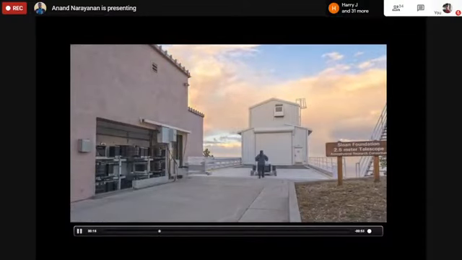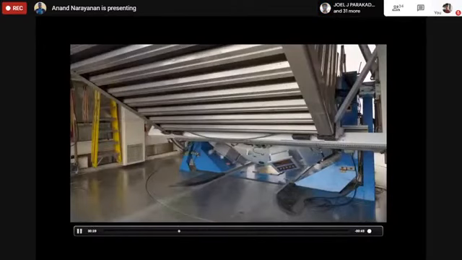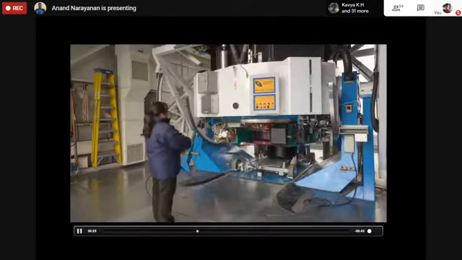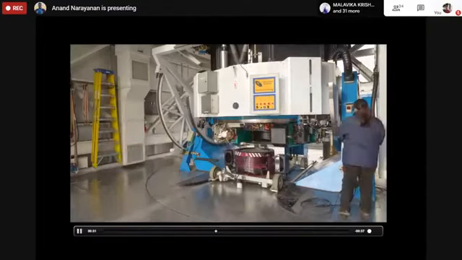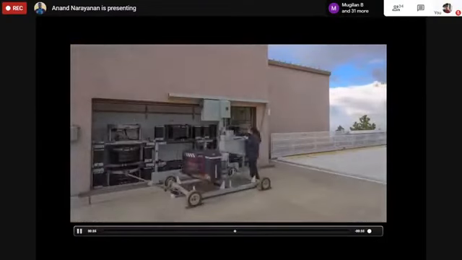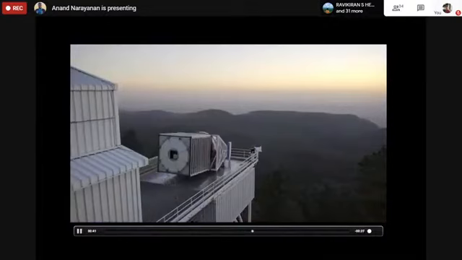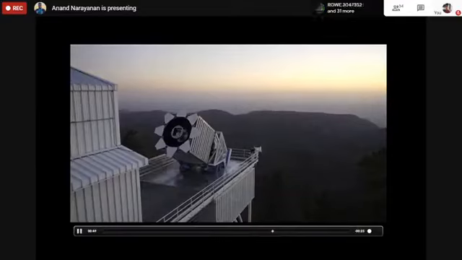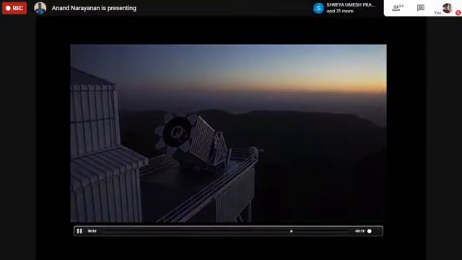So here you can see the aluminum plates being taken on a trolley. And that's the back end of the telescope where all the instruments are present. So the dome is a retractable dome. So the dome is removed from that. Now the telescope is ready for observation.